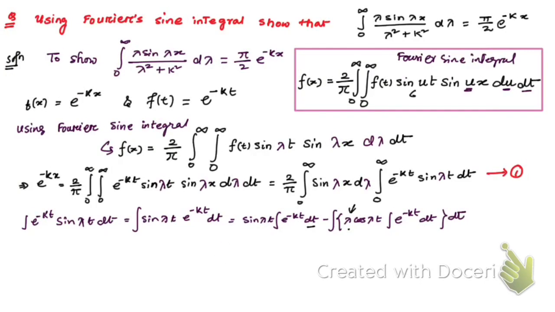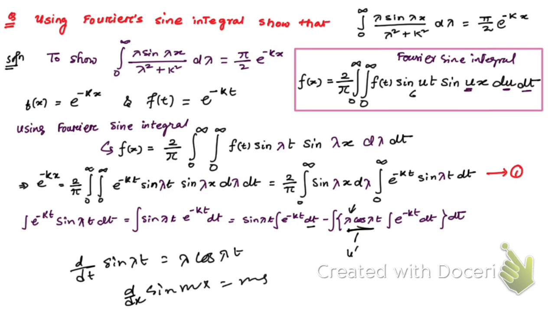And how we have got this, if you see, this is nothing but u dash. U dash means, here we have considered u as sine lambda t. If you differentiate sine lambda t with respect to t, it's going to be equal to lambda into cos lambda t, right? Because you have already got that d/dx of sin mx is equal to m cos mx. So we have applied that one. So hope you have understood this.